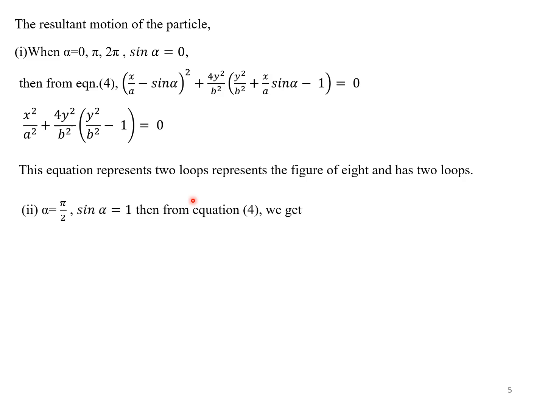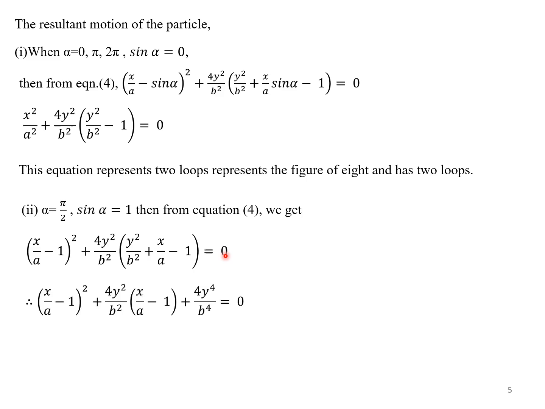We consider the second case, alpha is equal to pi by 2, sine alpha is equal to 1. Then from equation 4, we get (x divided by a minus 1) bracket square plus 4y square divided by b square, y square divided by b square plus x divided by a minus 1 is equal to 0. Then I rearrange this term as it is, plus 4y square divided by b square, x divided by a minus 1, plus this term 4y raised to 4 divided by b raised to 4 is equal to 0.